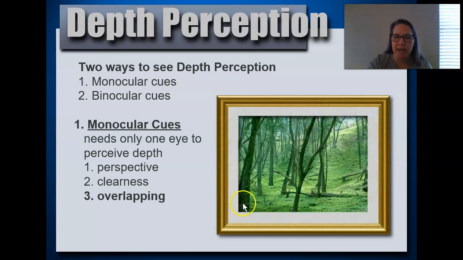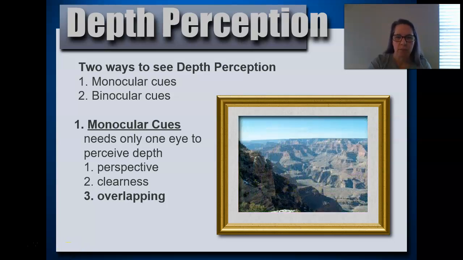Okay, so again, in this image, you see there's some overlap in the trees. So here we perceive this tree right here as being in front of these trees in the back because of the overlap that we see there. Same with this picture.